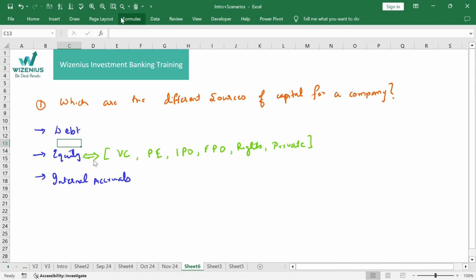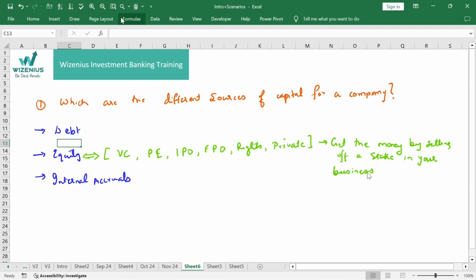And what is the basic funda of this fundraising via the equity route? The basic fundas are simple. You get the money by selling off a stake in your business. Can I not say that? You're diluting some bit of ownership in your business.